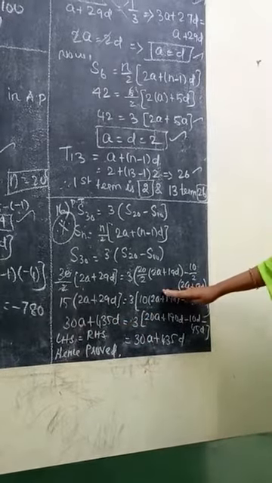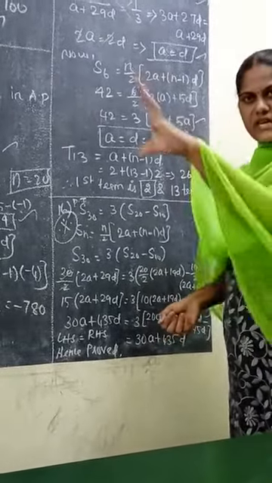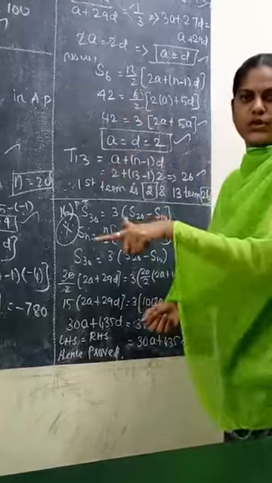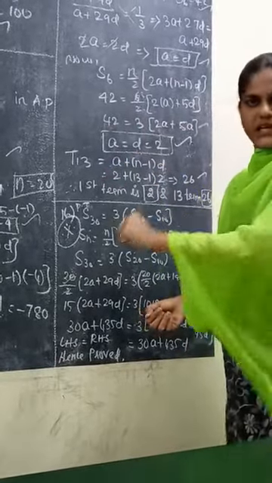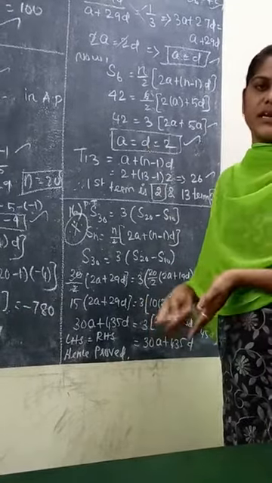Now I am going to solve the right hand side. I have written it directly here. As we always do, first prove the left hand side and take it as equation 1. Next solve the right hand side and take it as equation 2. Then you show that both are equal, then automatically hence proved.